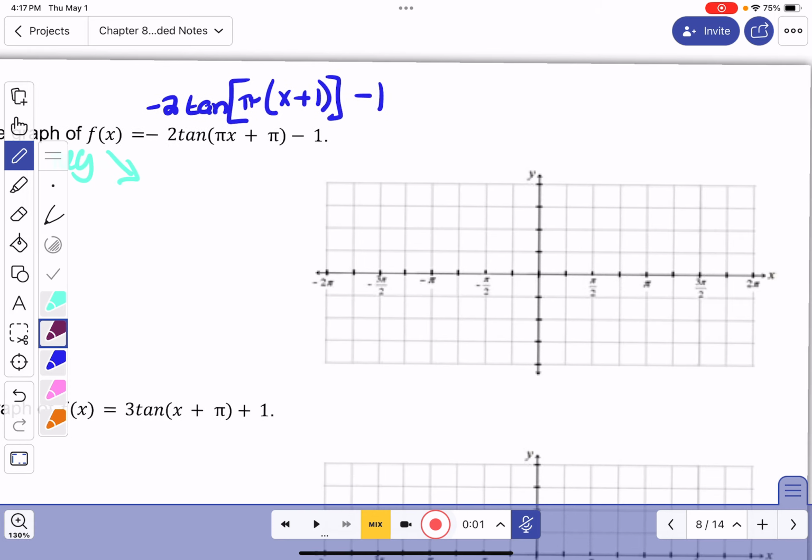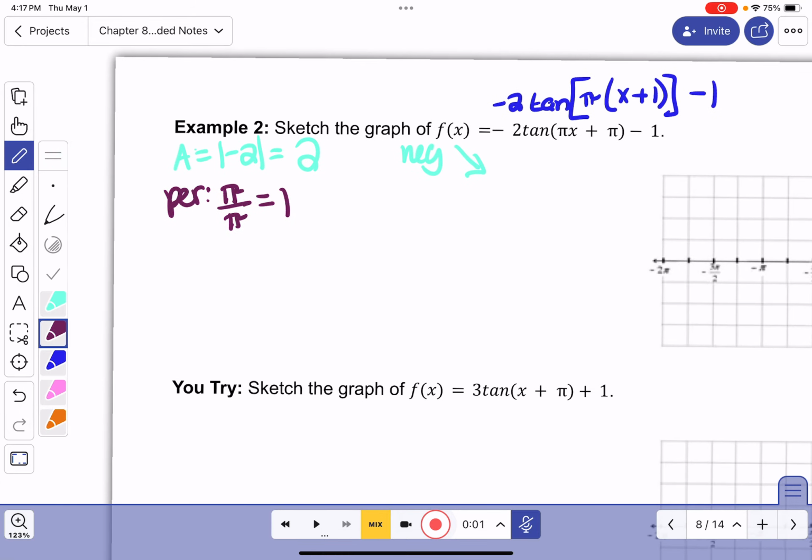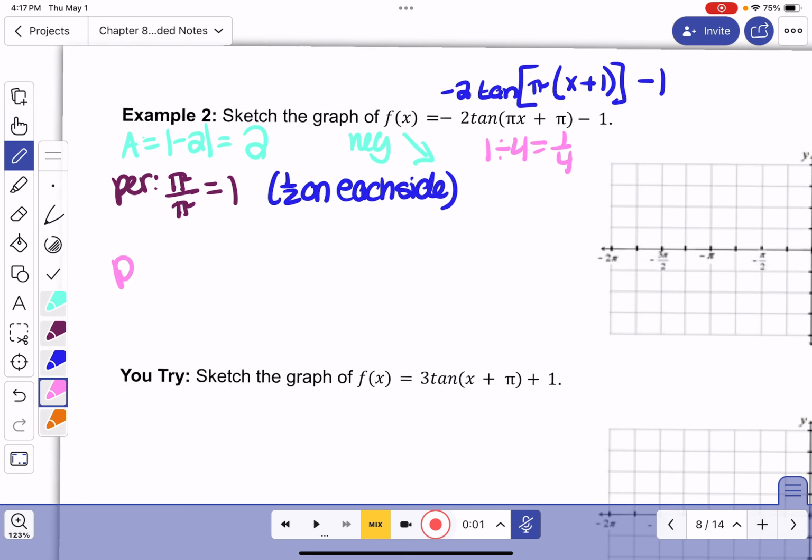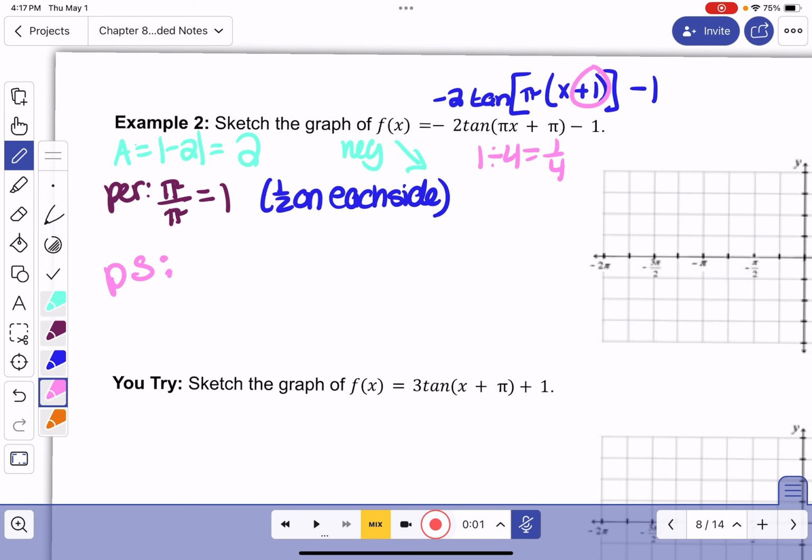So I'm going to change these: 1, 2, 3, 4. And that means we're going to go a half on each side. And then 1 divided by 4 is 1/4. So I'm going to use that for my amplitude. My phase shift is left 1. And my vertical shift is down 1.